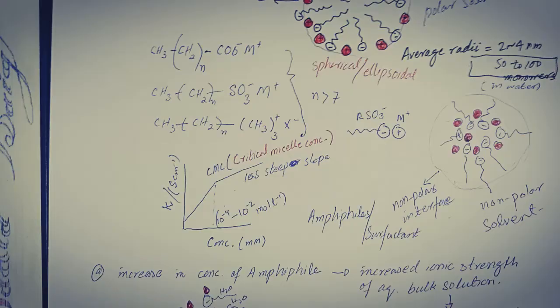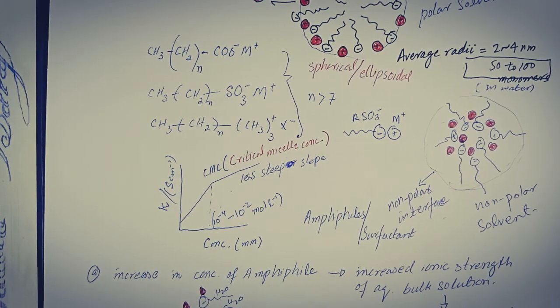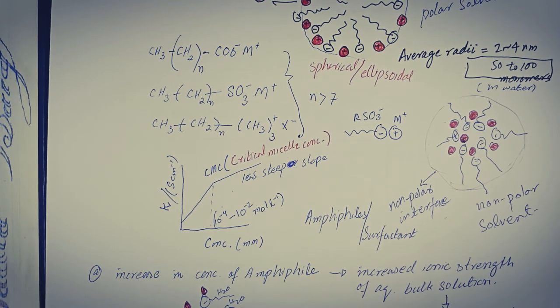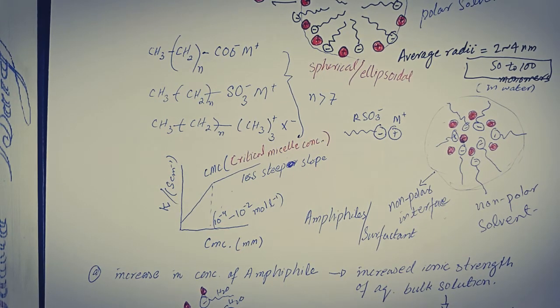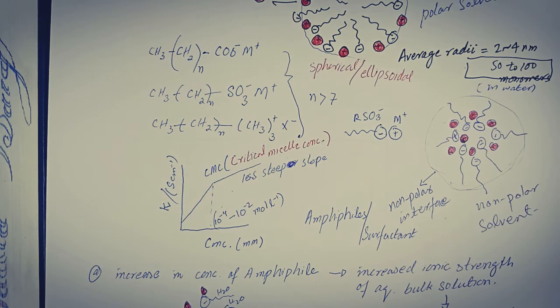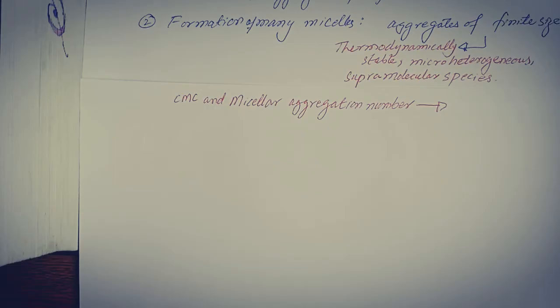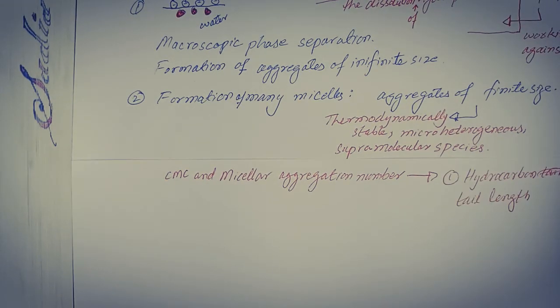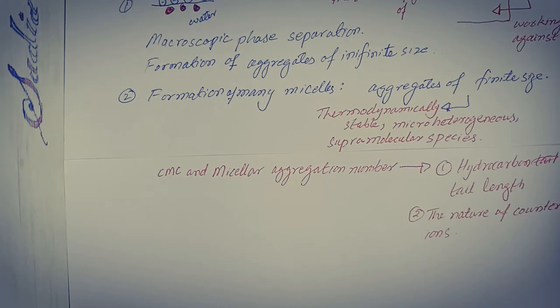aggregation number. So as we have discussed, for average micelle that is spherical, average 50 to 100 monomers make one micelle aggregate, and this number is known as micellar aggregation number. So the CMC and micellar aggregation number depends on hydrocarbon tail length, the nature of the counter ions, and the ionic strength of the bulk solution.